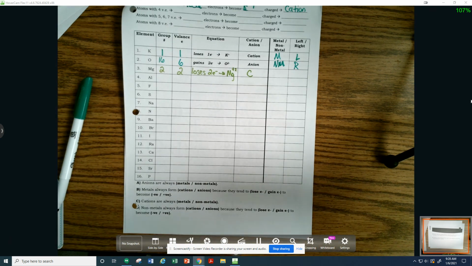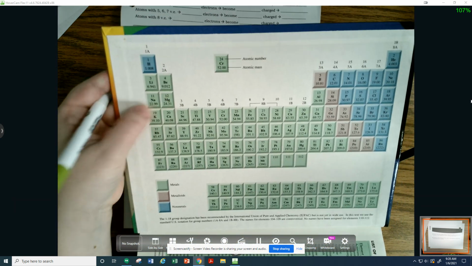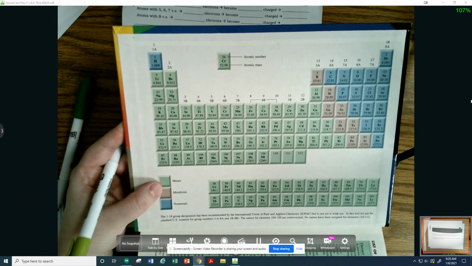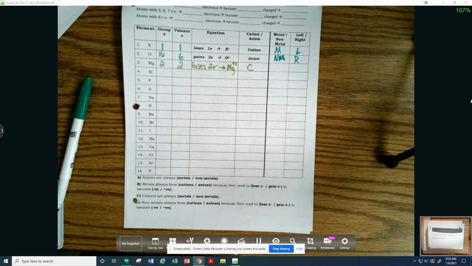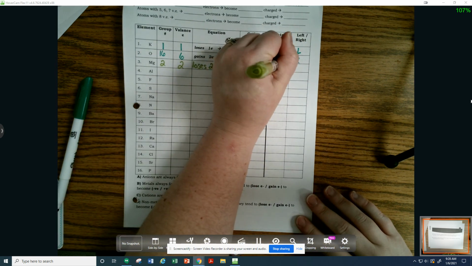If you look at your periodic table, magnesium is in the green, just like potassium was. Green means that it's a metal, and it's also on the left side of the periodic table.